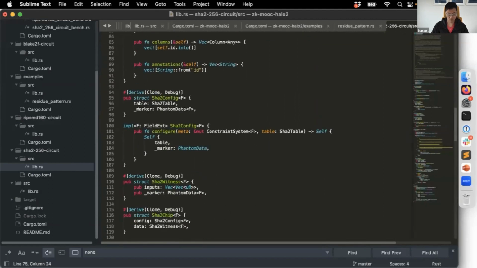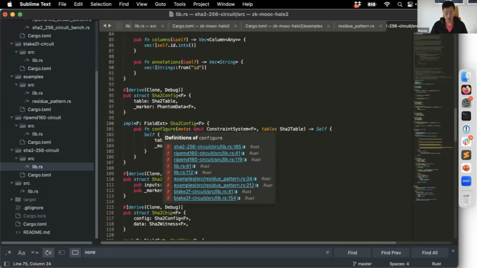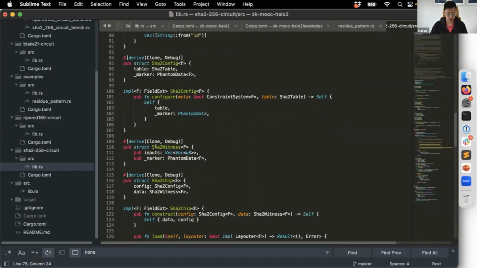And so the actual work to do is in this SHA-2 config file or struct. Here, again, there's going to be this configure function, in which you're given the table and the constraint system, and you write down all the constraints that you want to hold between the columns.